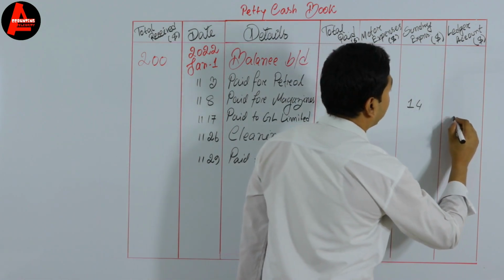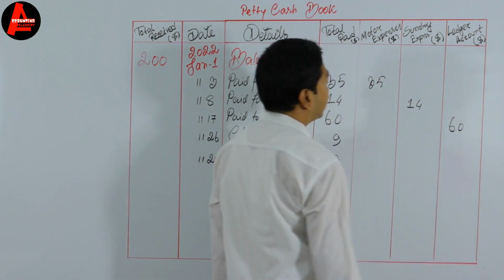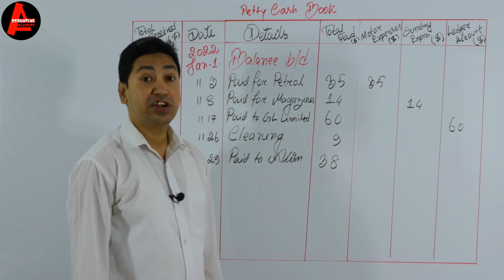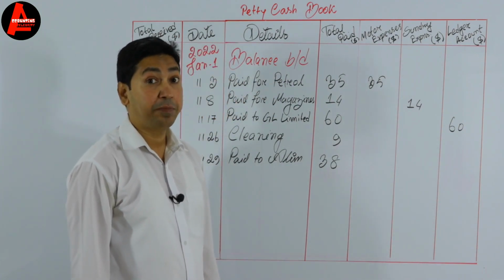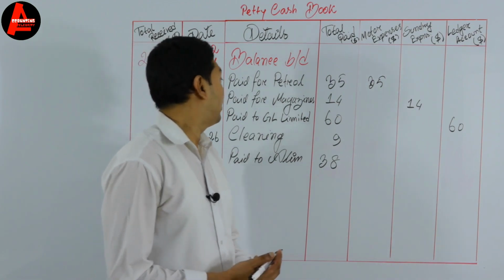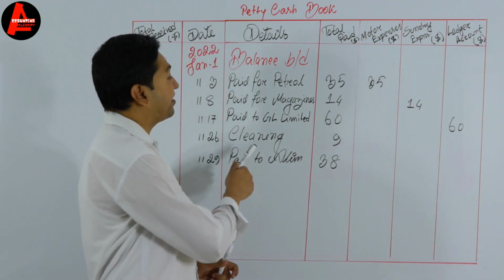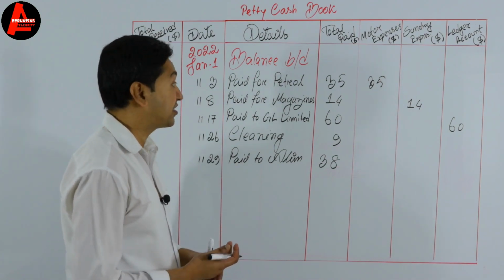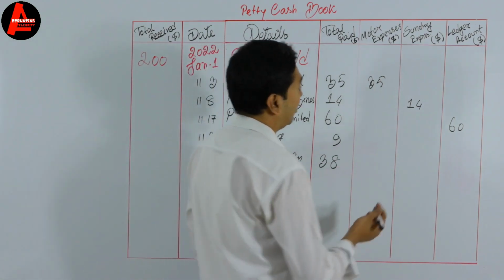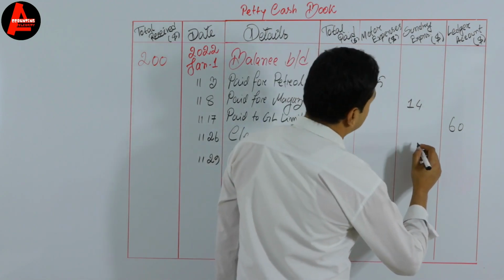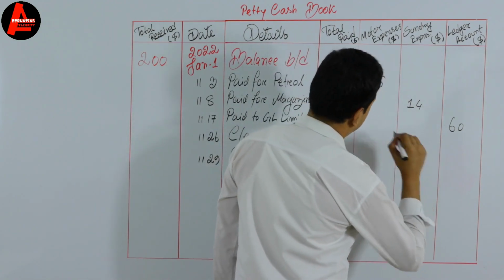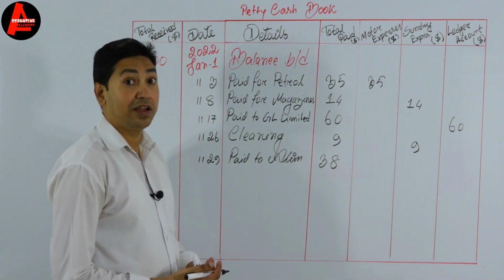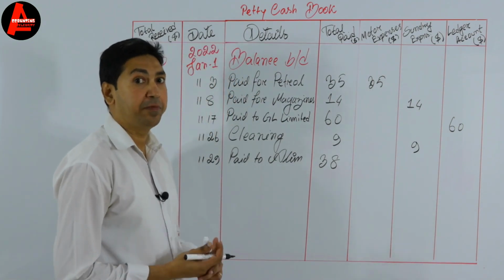So guys, don't forget all the suppliers related transactions will come to the ledger account column on the petty cash book. Okay, don't forget. Then we have here cleaning expenses. Okay, cleaning means general expenses or sundry expenses, miscellaneous, whatever you call. So let us write here on this column sundry expenses. It is $9.